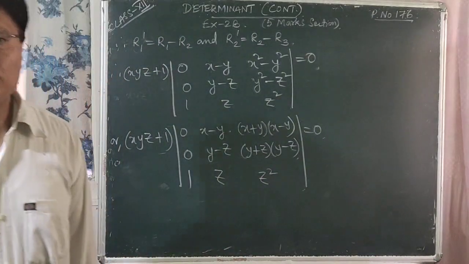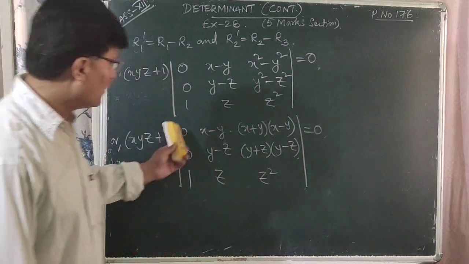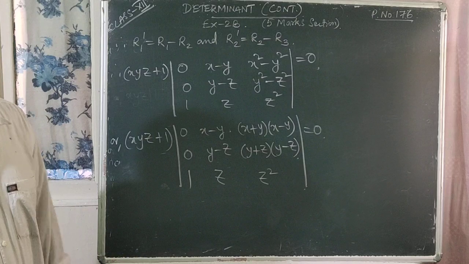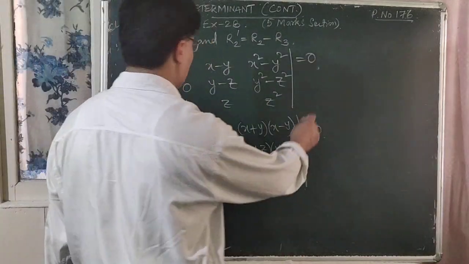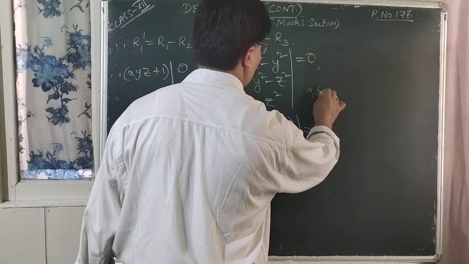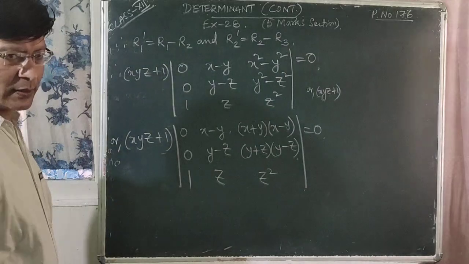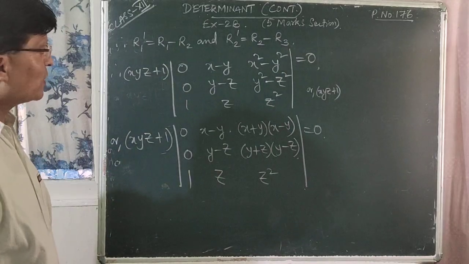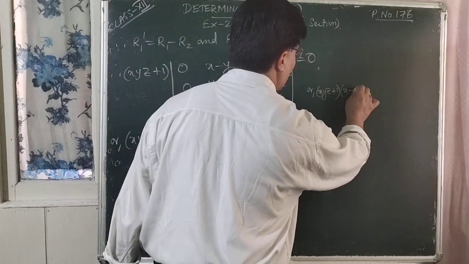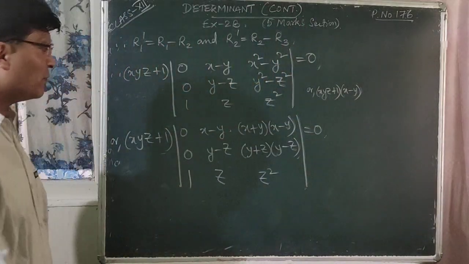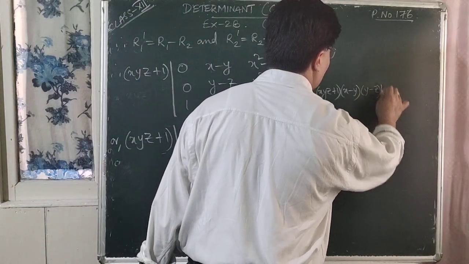So now, what will you do in the next step? Now again, you can take common here from the first row as well as from the second row, right? So let us take it outside common. So what do we get here? xyz plus 1. There is a factor there, xyz plus 1. Then what is common from the first row? x minus y. What is common from the second row? y minus z. y minus z, right?